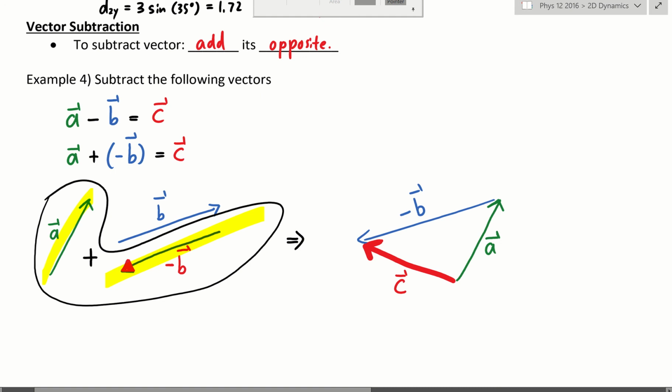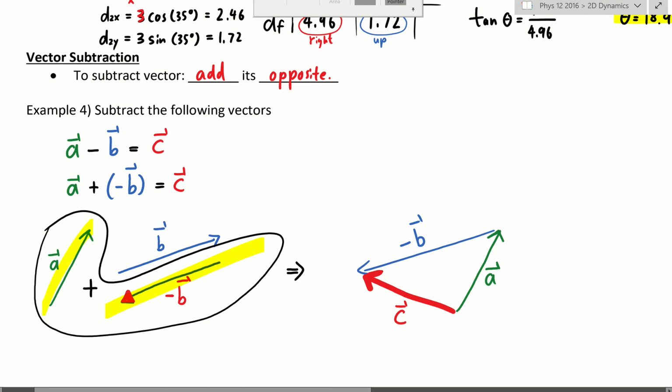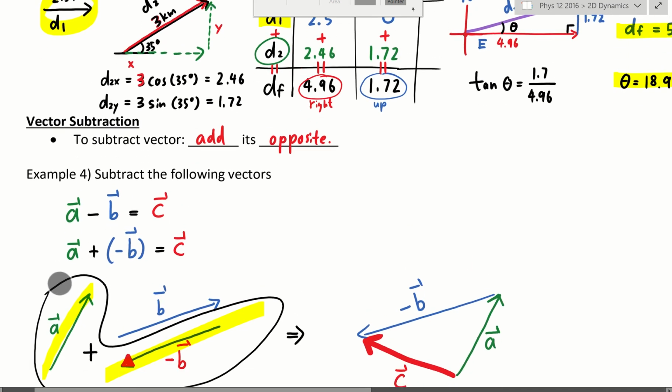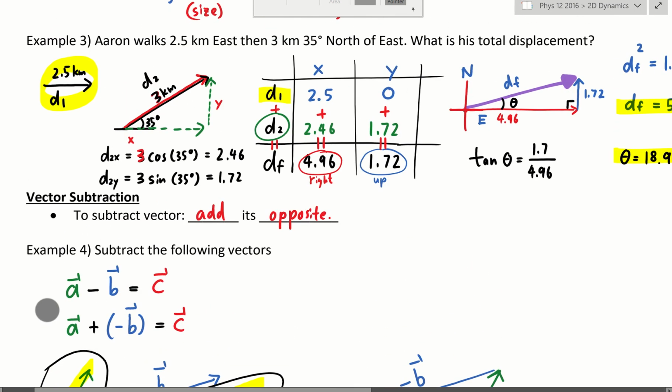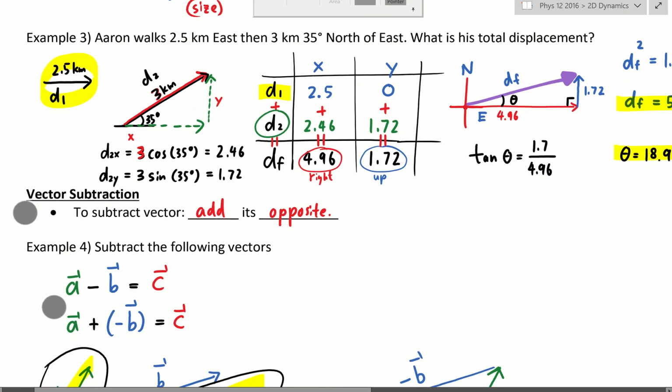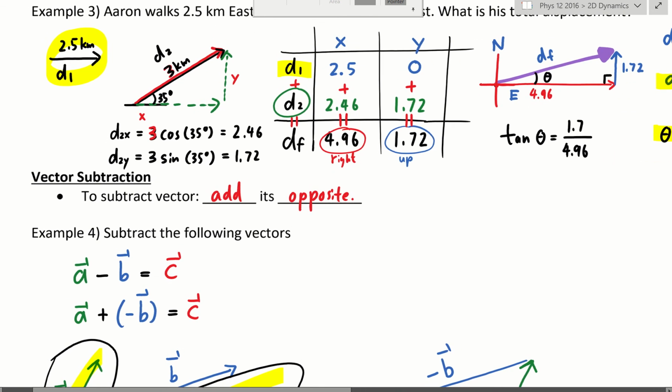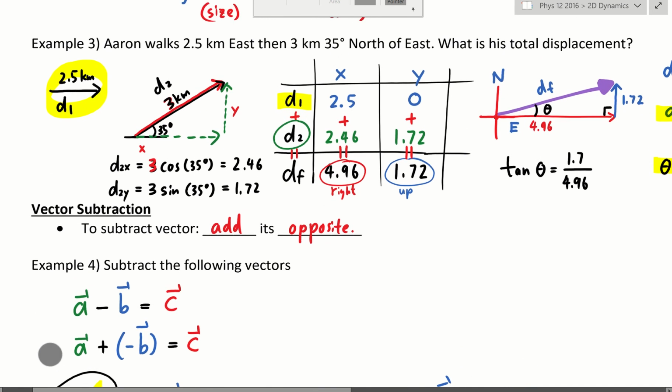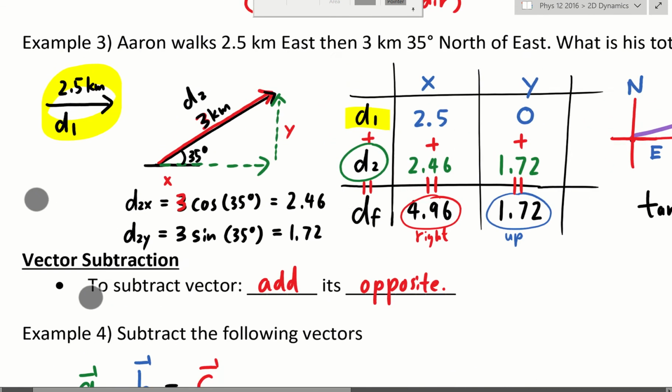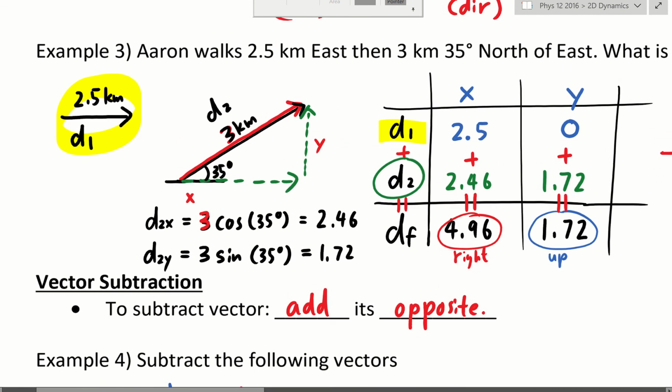Now, if you want to do it by the drawing way, this is what you need to do. If you're doing this with components, that's easy. Just break the two vectors into components, and instead of adding them, what do you think you need to do? Subtract them. Exactly. So it makes no difference. Let's say I want you to go D1 minus D2 instead of D1 plus D2. Well, then do exactly the same thing. Just erase all the positive signs in here and make them negative.